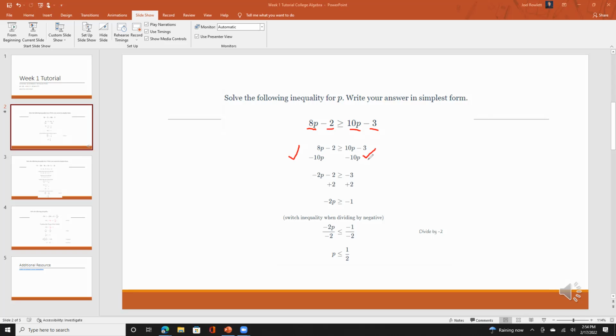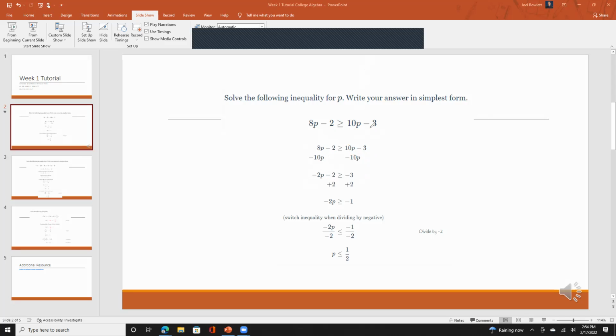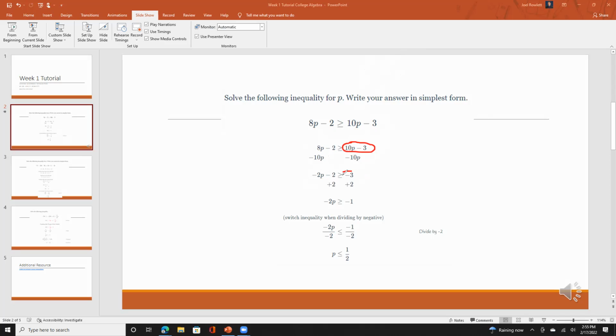Once you subtract 10p on the right side, these are going to zero out, and that will leave you a -3 on the right side. And then on the left side, you're going to have 8p minus 10p, which is -2p, and then just bring down the -2. So what have we accomplished by doing that? Well, we've gone from 2 terms on the right side down to 1 term, and that's a good thing. And we've also ensured that the variable P is now located on one side of the inequality.